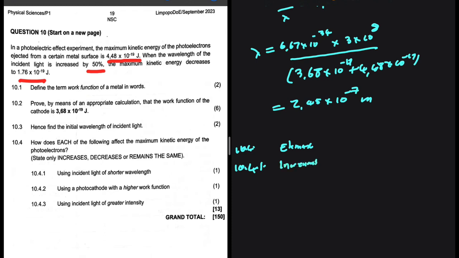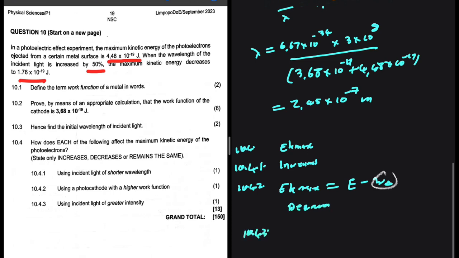Let's look at 10.4.2. Using a cathode with a higher work function. Well, EK max, if you rearrange one of the equations we have, you will get E minus the work function. So using a photocathode with a higher work function will decrease EK max. So the answer to 10.4.2 is decreases.